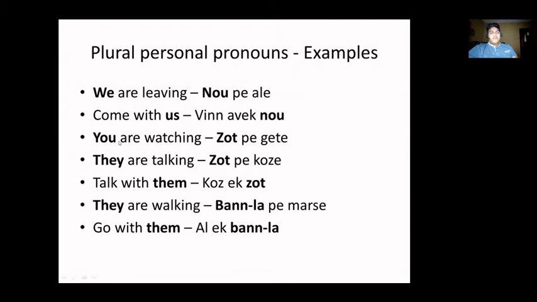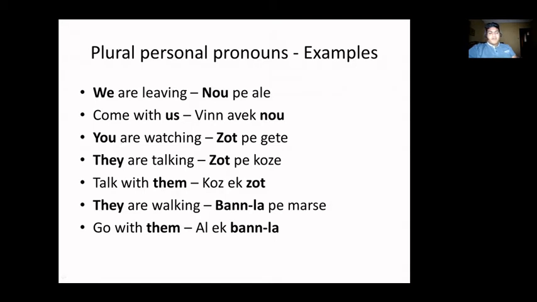Next example, you are watching. You are watching when you is a plural personal pronoun. When you have more than one person, you are watching, zut pe guetter. So the plural personal pronoun you is zut in Mauritian Creole. They are talking. In Mauritian Creole, it is zut pe causer. The plural personal pronoun they in Mauritian Creole is zut.